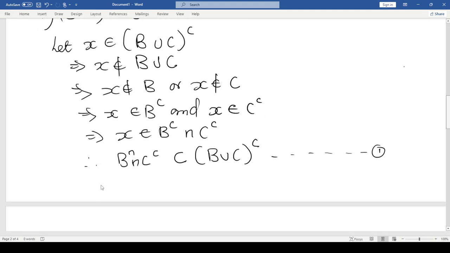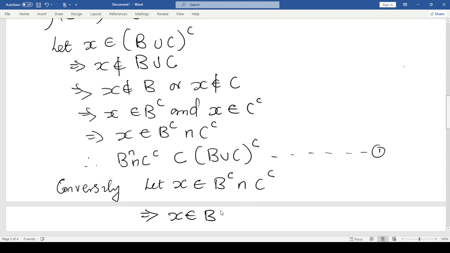So now, conversely, we let x be a member of B complement intersection C complement like this here. So now, here we can just go ahead and change these two words now. So this implies that x is a member of B complement and x is a member of C complement.